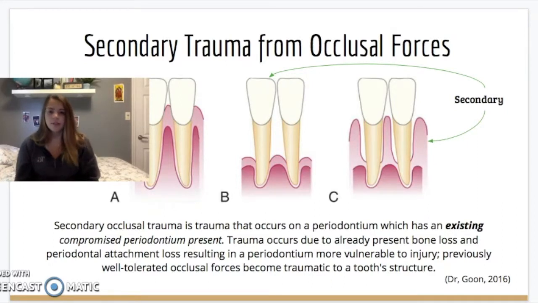So as you can see in figure A, it's a fairly healthy periodontium. There's no attachment loss, there's no bone loss. And in figure B, there is some bone loss right here. In figure C, there is attachment loss. You can see there's a lot of periodontal ligament space.